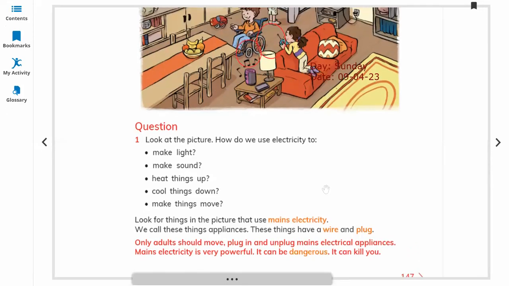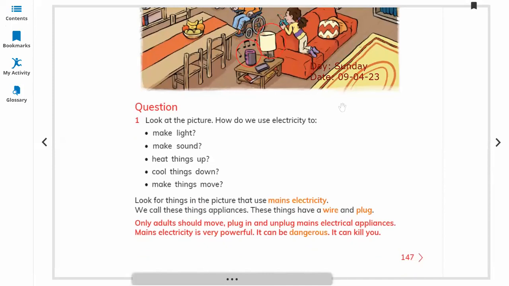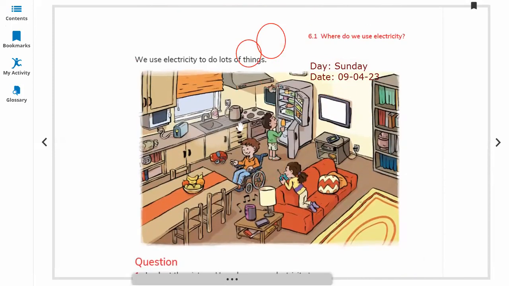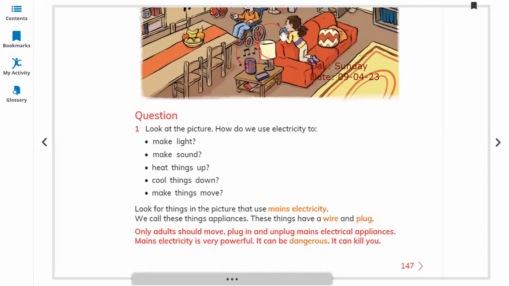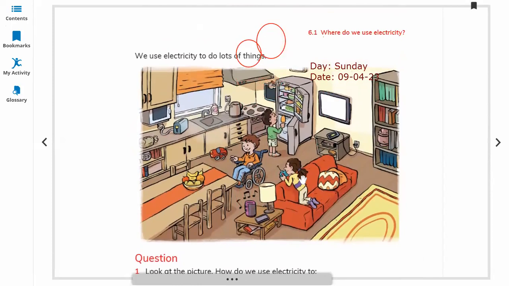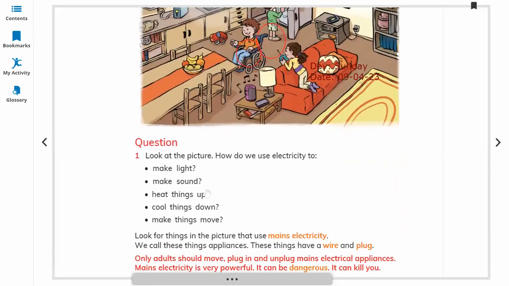I told you people here, the toaster, kettle and toaster, they make things heat up or cool things down. Fridge is a big example of cooling things down. Fridge is an example of making things cool. Then we have make things move.